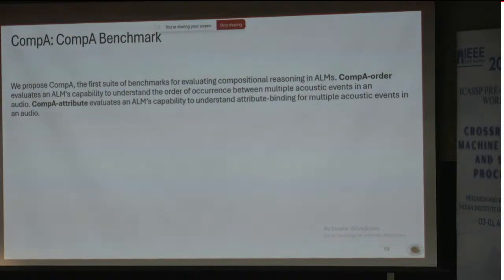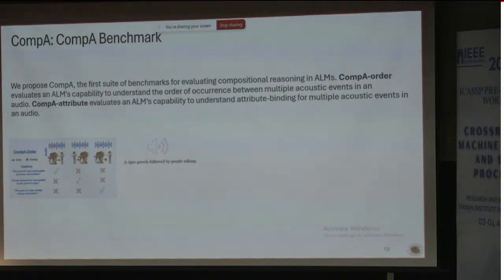There are two parts: CompA-order, which allows ALMs to understand the order of occurrence between multiple acoustic events, and CompA-attribute, which tests understanding of binding between multiple acoustic events. You can make complex audio, meaning there are multiple events. There could be a dog barking, a baby crying, all kinds of music sounds. You want to understand the relationship between them. That's what we're trying here. This is an example of CompA-order. If you can see at the back, there are a bunch of audio clips from CompA here.